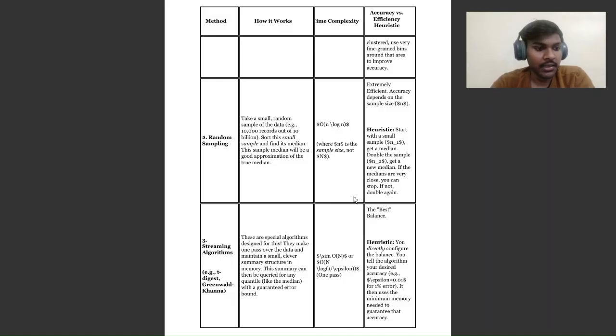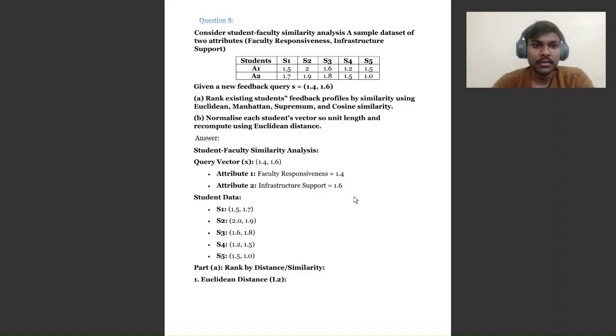Third one is streaming algorithms. Algorithms like t-digest or Greenwald-Khanna make one pass through the data and maintain a compact summary. They allow querying any quantile, including the median, with guaranteed error bounds. These are ideal when the data doesn't fit in memory. So, in summary, these methods give highly accurate median approximations with far lower time and memory requirements than exact computation.